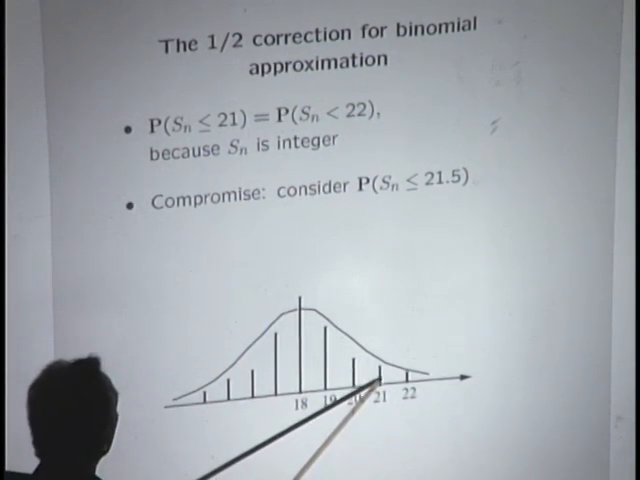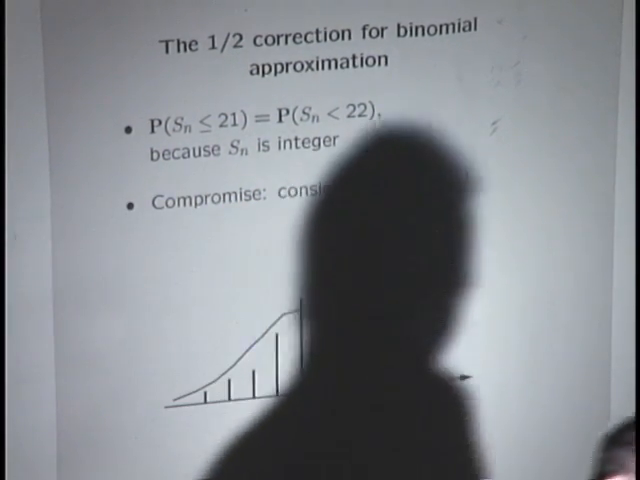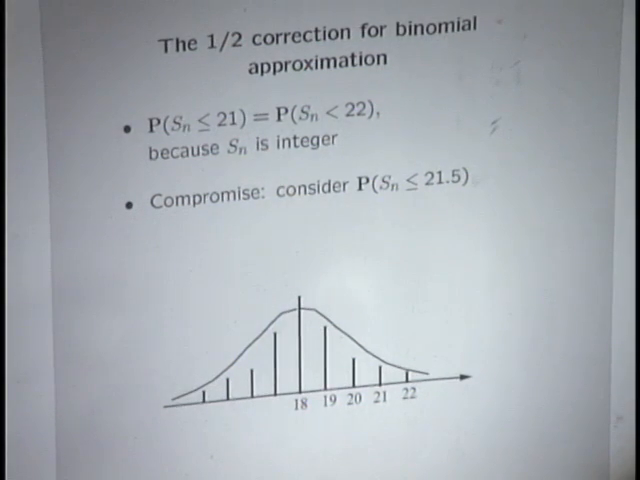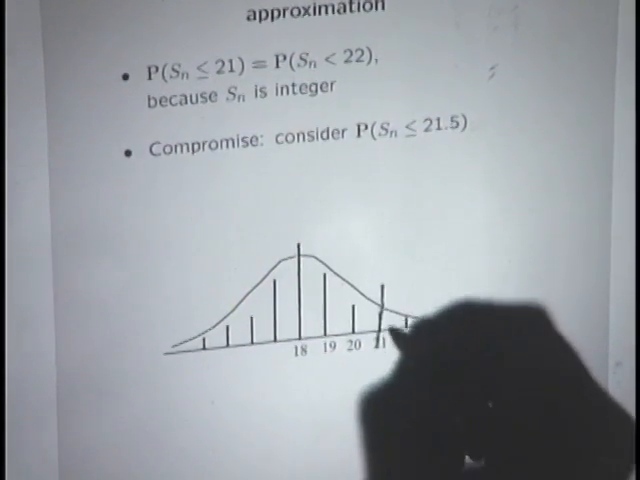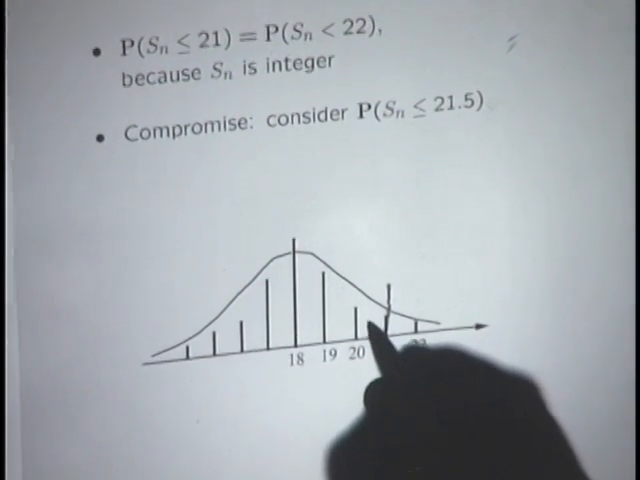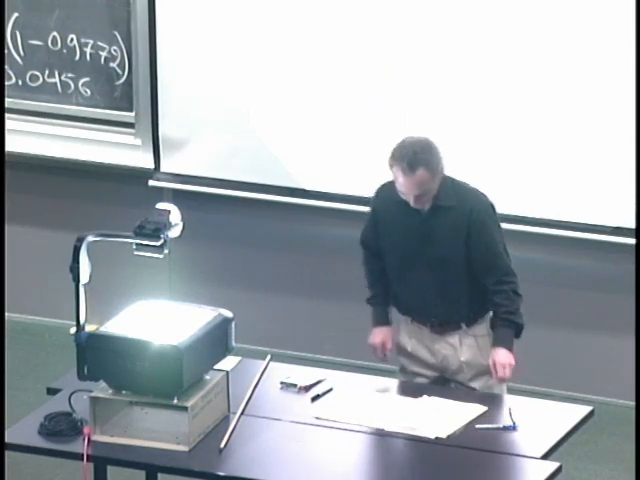We want to calculate the probability that Sn is less than or equal to 21. I pretend that my random variable is normal, so I draw a line here, and I calculate the area under the normal curve going up to 21. That's essentially what we did.